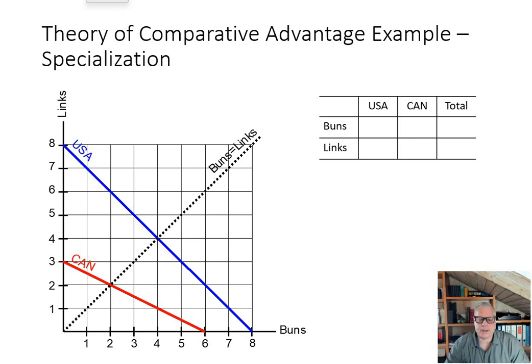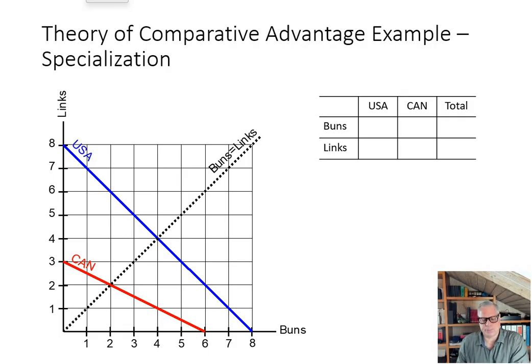Alright, so the next step is that we need to find out how much should each country produce. So at this point, we know that the United States has a comparative advantage in the production of links, and Canada has a comparative cost advantage in the production of buns. And again, why is that?